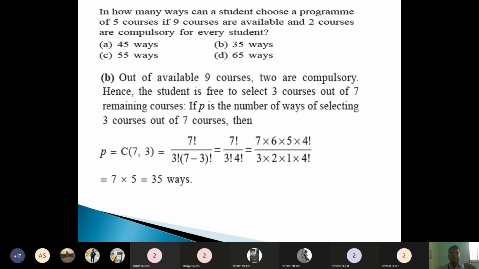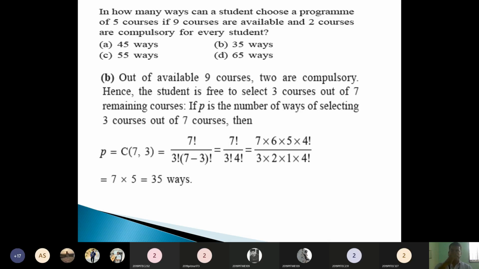So the next one is a combination problem. Combinatrix is nothing but combination. Combination is nothing but selection, selecting the objects, selecting the elements, or selecting the person. That is called the combination.